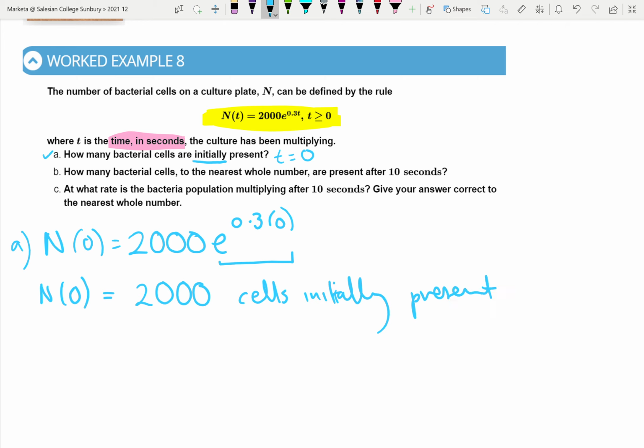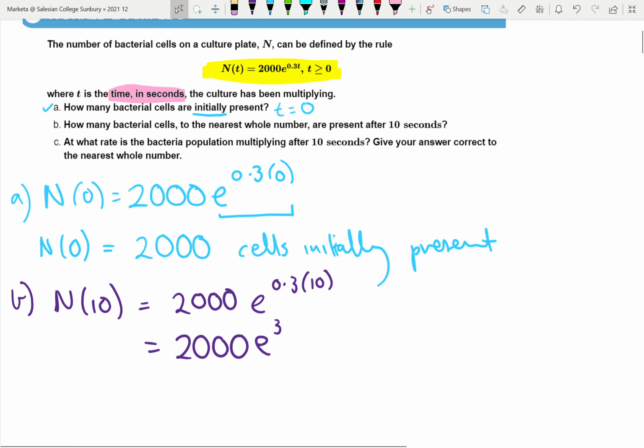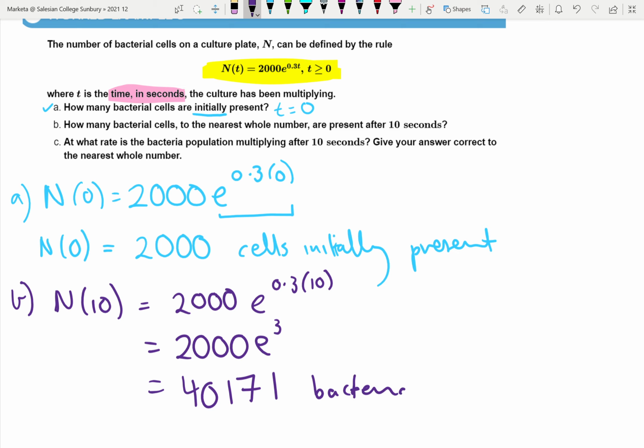How many bacterial cells, to the nearest whole number, are present after 10 seconds? That's pretty easy, we're just subbing in a 10. N(10) is 2000e^(0.3 × 10), so that's 2000e^3. If we put that into CAS and round to the nearest whole number, we get 40,171 bacterial cells. Simply subbing in the values there, that's pretty easy.